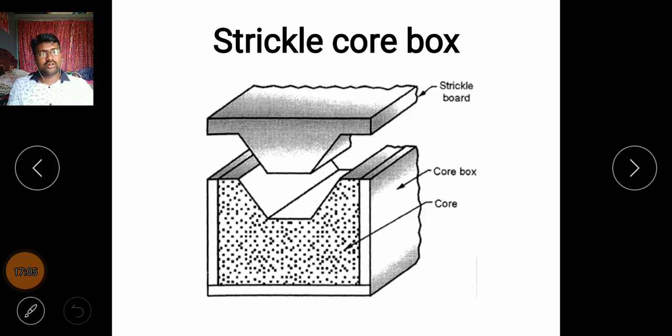Observed in the diagram. First, we have to take a core box and then we have to fill the core sand. After that, we have to ram the sand by using the strickle board. We get the required shape. The shape is obtained by the strickle board. Suppose we have to change to a different shape, the strickle board shape will be changed based on the requirement of the core. It is about the strickle core box.